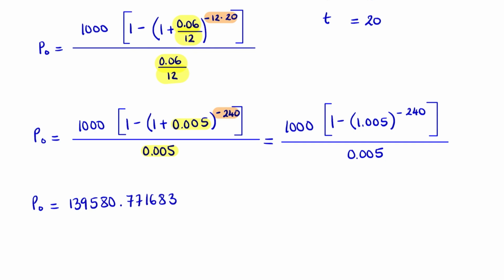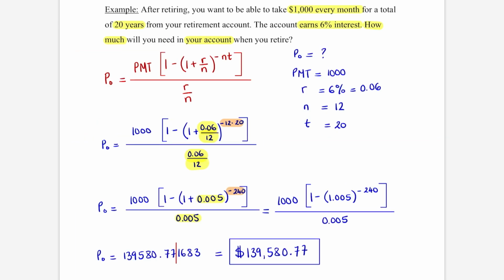The question does not give me any rounding instruction, but I'm working with amounts of dollars, so I'm going to round it to 2 decimal places. So I stop right here. This digit is 1, so I round down. If my retirement account earns 6% interest, and I want to take out $1,000 every month for a total of 20 years, I need to have $139,580.77 in the account when I retire.